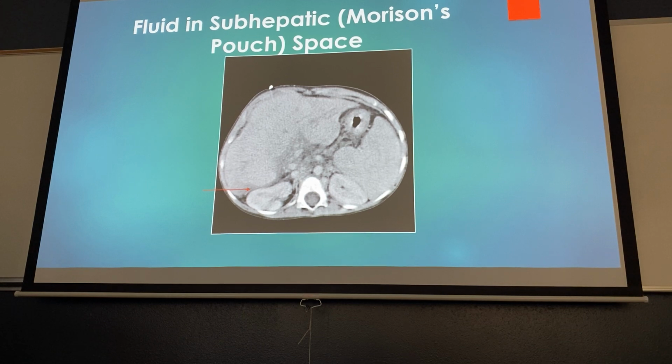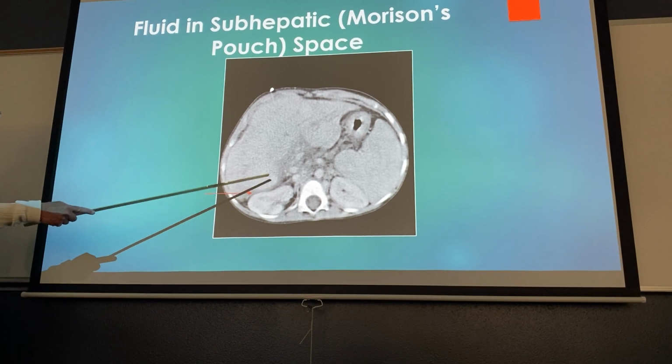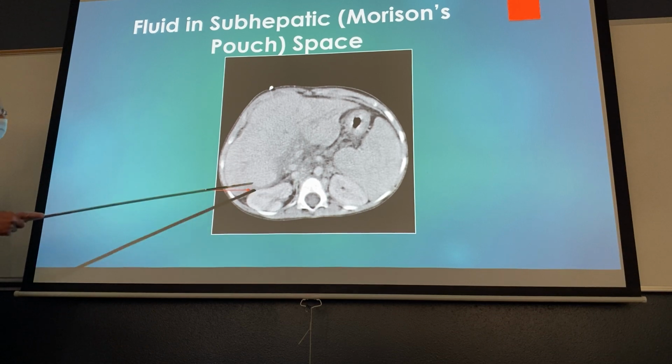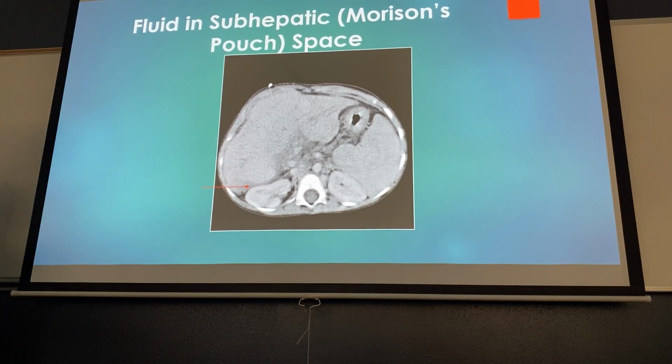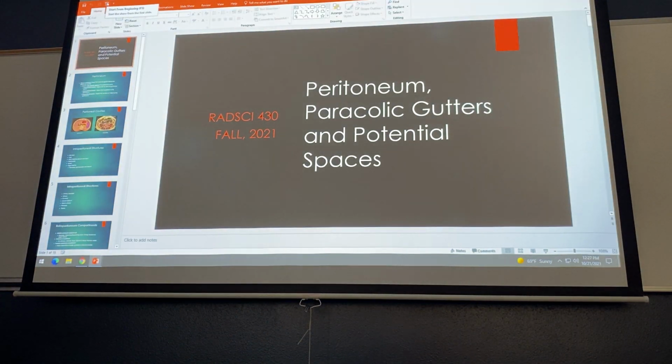Morrison's pouch, again, oftentimes between the kidney and the liver, you'll get a medium of fluid right through here, and that could be related to liver failure, other pathological conditions, cancers, things like that. So once again, these pouches become significant from the standpoint of being aware of them.